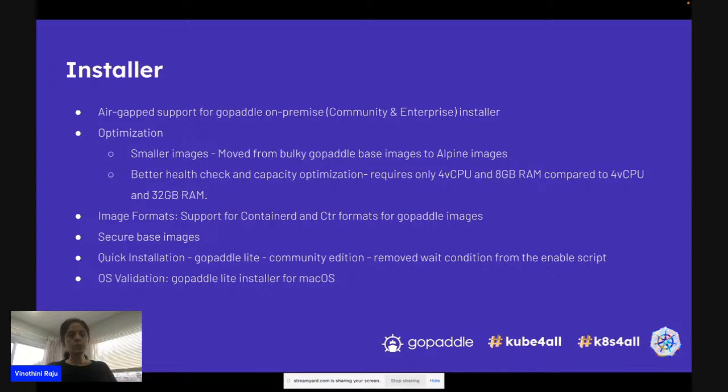And we have also introduced an optimization in terms of waiting for these services to move to running state. Earlier, in the add-on installation for MicroK8s, we had added the wait condition inside the install process. Now we have moved it outside. So the installation itself takes about 5 minutes. gopaddle Lite can be installed in just 5 minutes, and from then on, the wait condition can be triggered manually. And from the OS validation, as I mentioned earlier, we have qualified it for running on macOS as well.